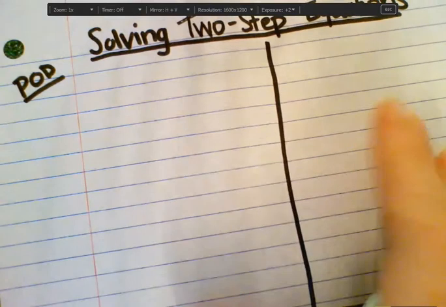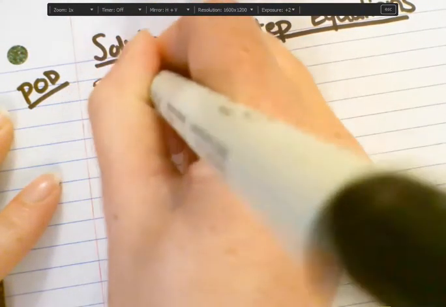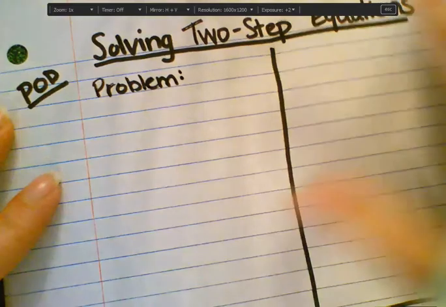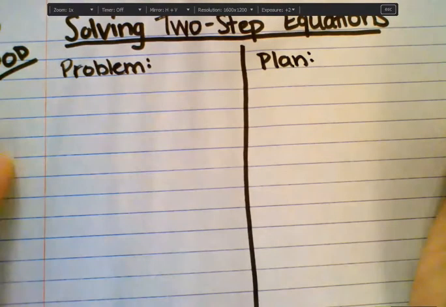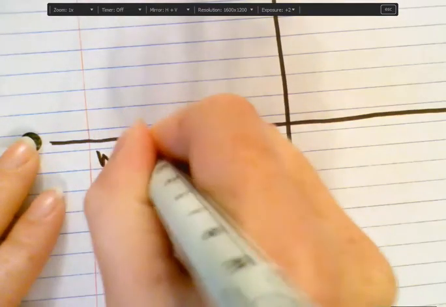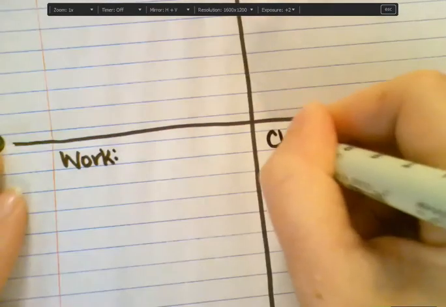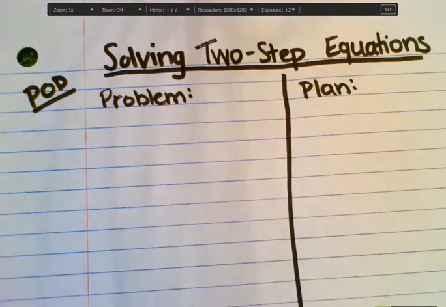And remember, we always have our problem. Okay, and then it's going to be our plan. We're going to do work. And then we're going to do a check and write our answer out as well. Alright, so let's look at our problem. If you are following along in the textbook, it is going to be on page 170, number 39.